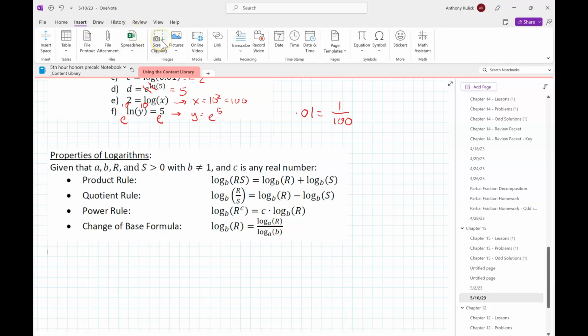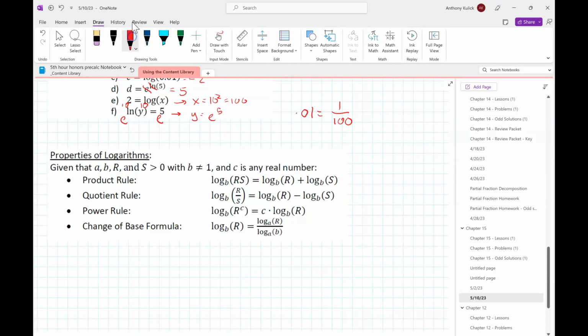Did you guys prove these things in Algebra 2? Do you remember? I don't think so. Let's do it now. At least one of them. I think some of the other ones are assigned as homework. So we're just going to do the product property here. What we want to show in the proof is that log base b of rs is equal to log base b of r plus log base b of s.